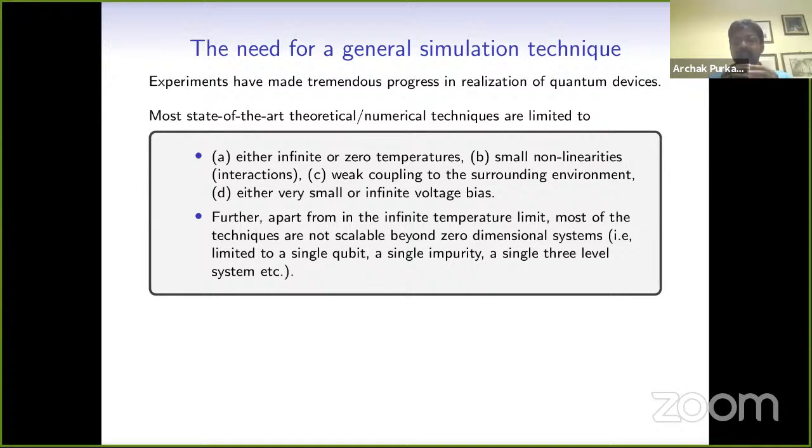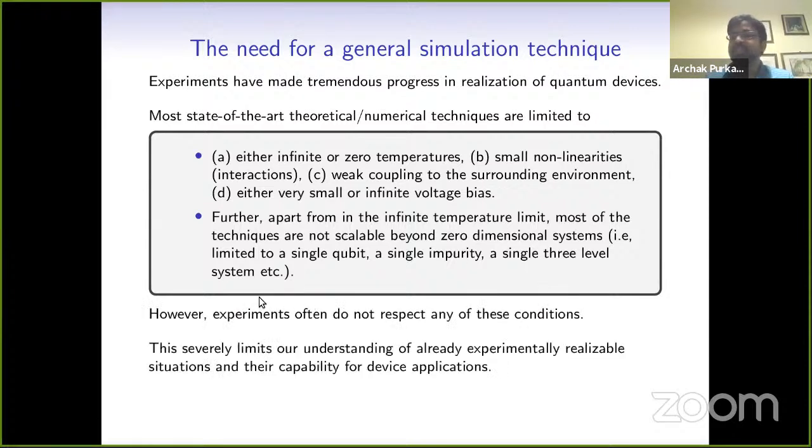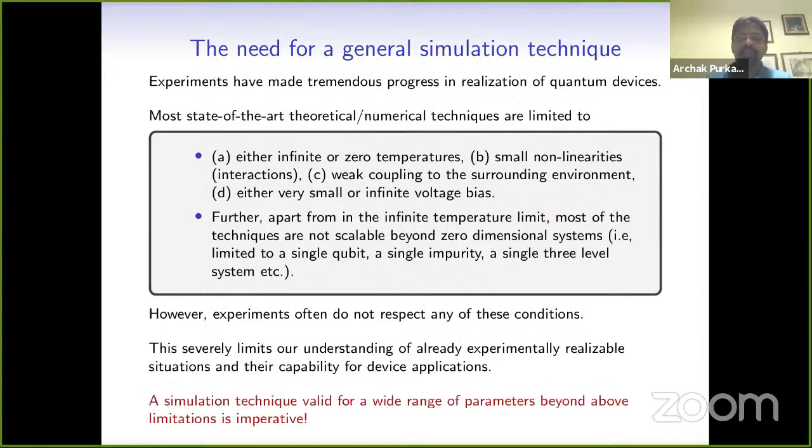But a device can consist of a large number of these things, right? So experiments do not satisfy any of these things many of the times. And what this limits is our understanding of what can already be realized in experiments. We can realize them, but we cannot understand them. And this is exactly why we need a simulation technique which is valid for a wide range of parameters, which are accessible in experiments and beyond these limitations, right?